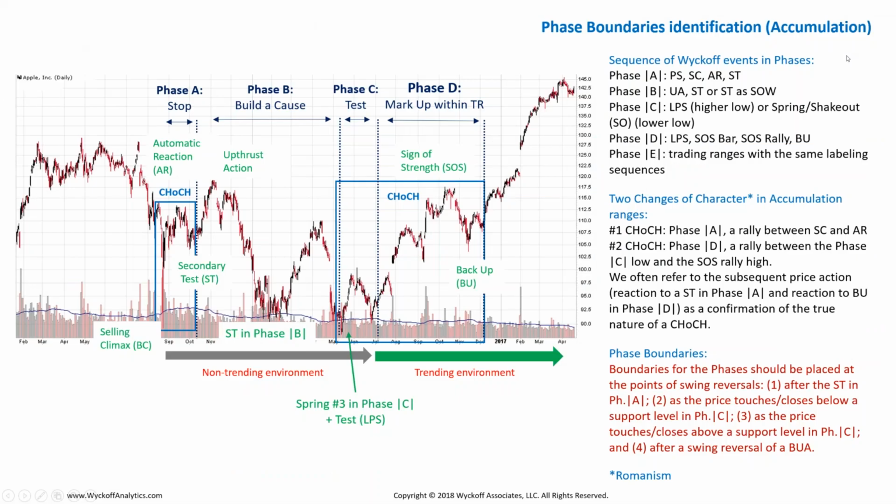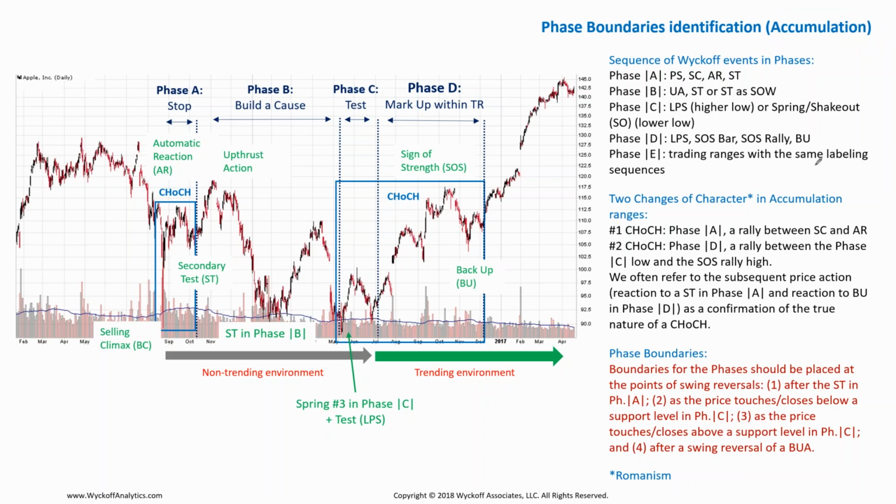Now, let's talk about phase boundaries. So this is that theoretical slide that we're going to have, and we're talking about accumulation here. So how do we define phase boundaries? It's extremely important for us to understand where we put the boundary. And sometimes it becomes so subjective that as I was receiving so many questions from students, I realized that I need to stop all of this discretionary talk as to where we are putting the boundaries, and just define exactly where we would put that border between phases. So let's go through this.